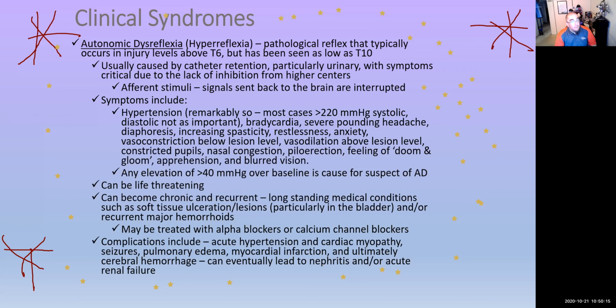CVA, right? A stroke. Patient can stroke from this. Long term, it will lead to nephritis, inflammation in the liver, or ARF. If you see ARF on a chart, that means the patient is in kidney failure.